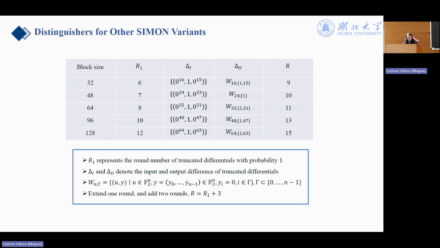For other Simon variants, we can also do this. We can also construct longer distinguishers. These results are in this table. We can see this, we can find longer distinguishers.